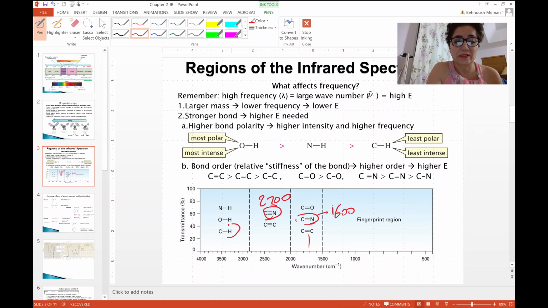The CH bond, basically the hydrogen attached to an sp3 hybrid carbon, appears at around 3000, OH at 3300, and NH also at 3300. From this pattern, we can see that the stronger the bond is, the corresponding peak appears at a higher frequency, or wave number. Also, the smaller the atom is, the peak appears at a higher number. So these are some of the patterns that we could see in the IR spectrum.